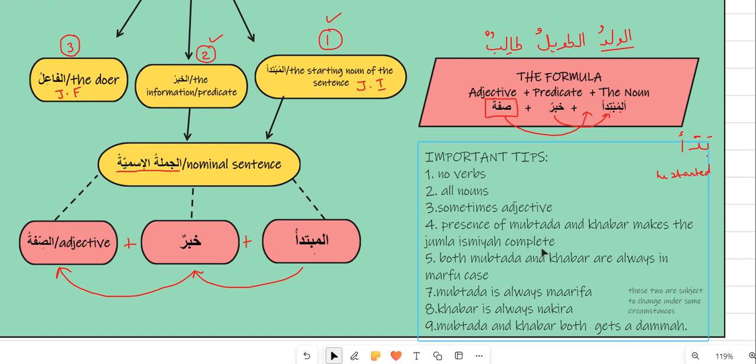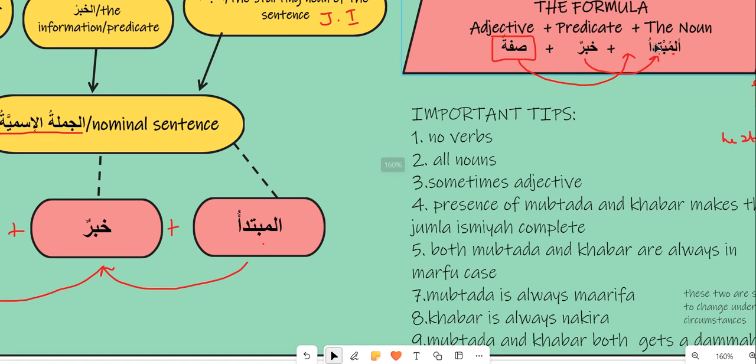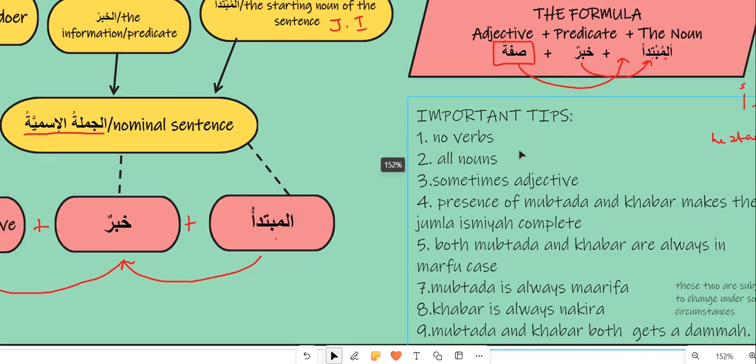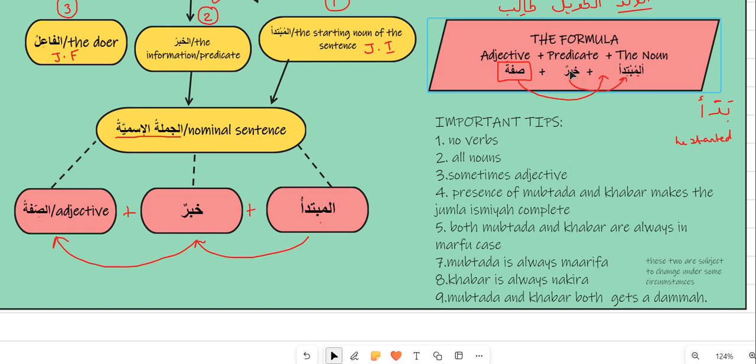Both mubtada and khabar are always in the marfu case. Marfu case means it always has a dhamma, as I have given the dhamma on the last letter of the mubtada and the tanween dhamma on the khabar. There is another point about why there is a tanween on the khabar or why there is a single dhamma on the mubtada, because the mubtada is always marifa. That is our next point here.